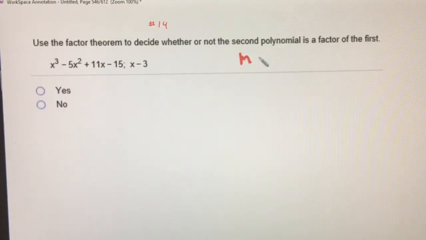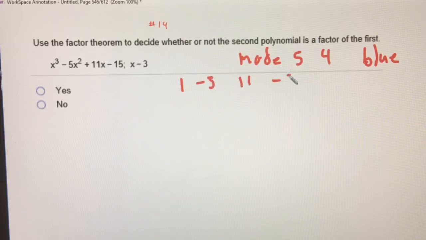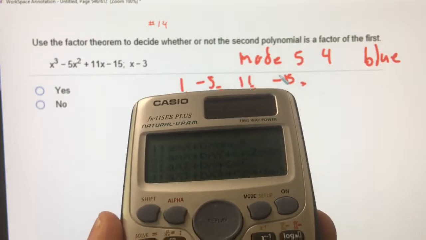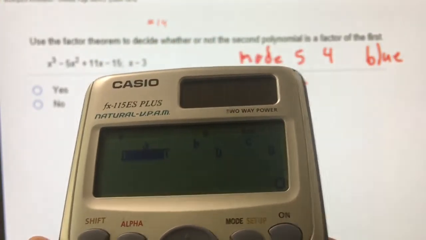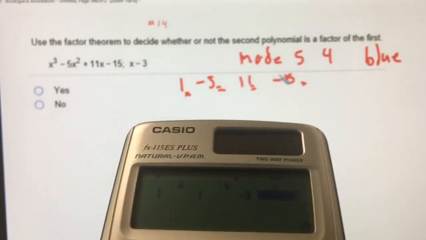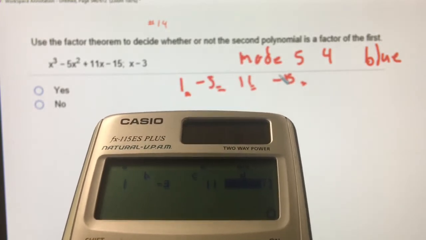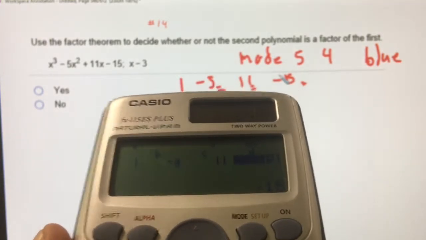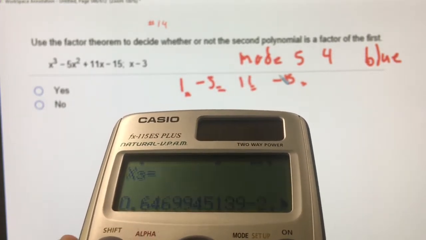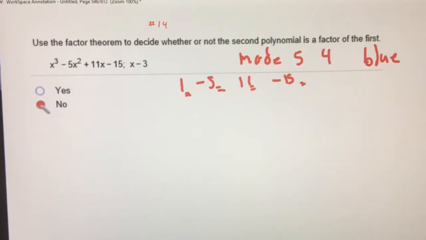X to the 3rd, we can do mode 5-4 on the blue calculator. Then you're going to type in 1 equals, negative 5 equals, 11 equals, negative 15 equals. Mode 5, 4. Notice it's x third. You can see that it's an x to the 3rd. When I get to that screen, I'm going to type in those coefficients of 1, then negative 3, then 11, then negative 15. It'll give me my x sub 1, 1.7. It'll give me my x sub 2, 0.64. 0.64 minus. So that means the answer to that one is no. I did not get positive 3.